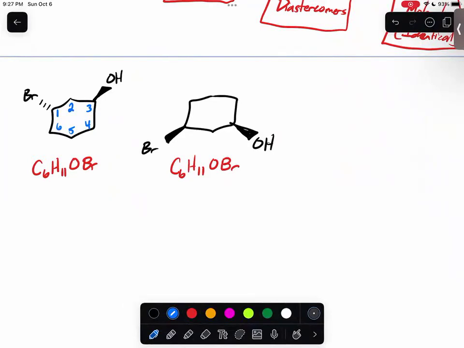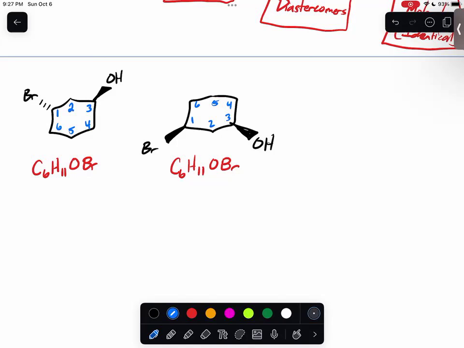So the bromine was on 1, the oxygen was on 3. Can we do the same numbering on the compound on the right? Well, looking at it, we can put the 1 on bromine. That's easy enough. If we number this way, there we go. We can put the 3 on oxygen. There's the 4, the 5, and the 6. So connectivity-wise, these are the same. They have the same things hanging off of each carbon that we have numbered.